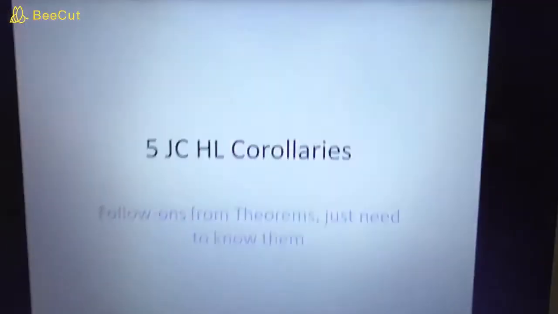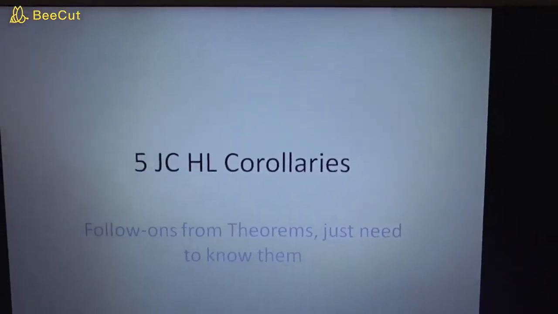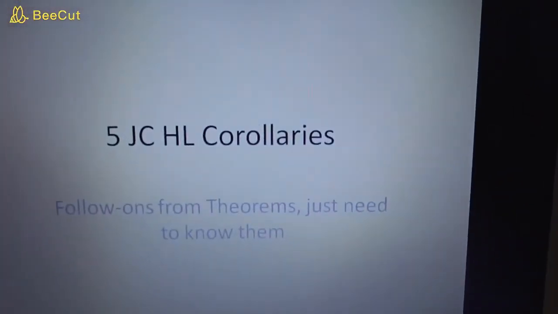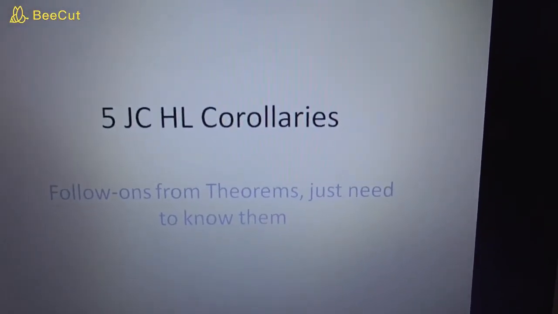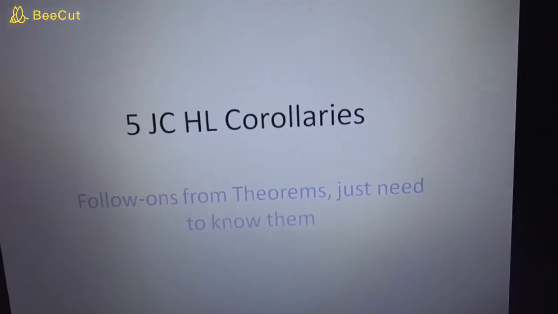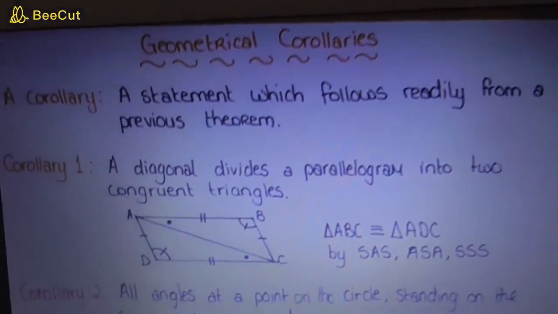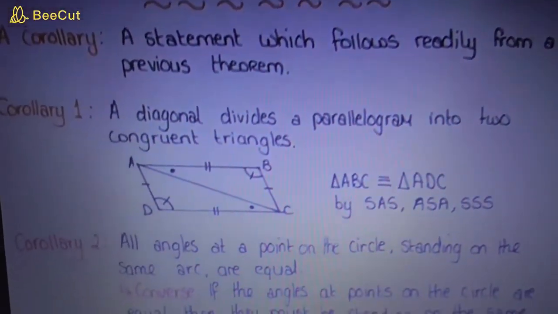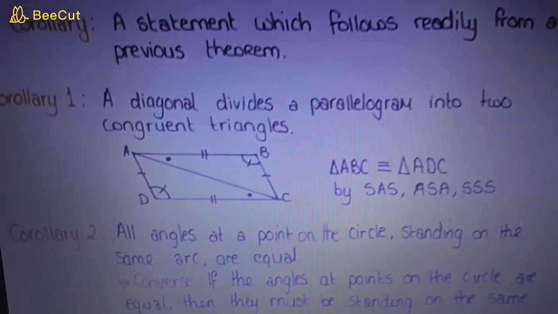Okay, so there are your theorems, the 19 theorems on your course. Lastly then, we're looking at the corollaries. So there are 5 corollaries, alright? And remember, a corollary is just a follow-on from a theorem. You don't need to go learning them off by heart, but you do need to understand them and you do need to know when to apply them. So, corollary 1. A diagonal divides a parallelogram into 2 congruent triangles.